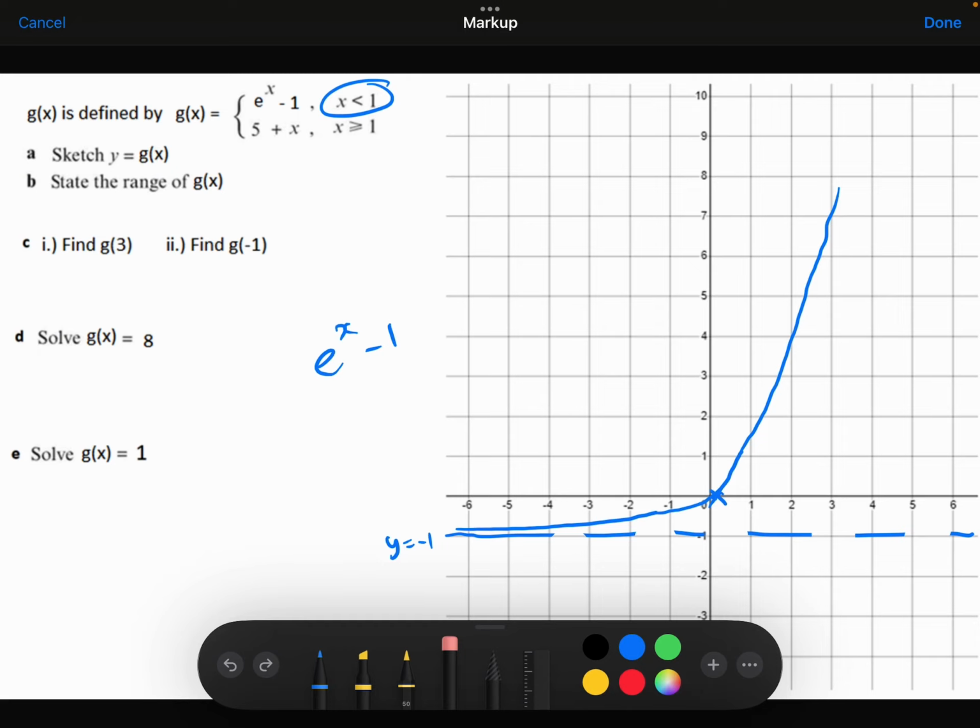So I'm going to rub this part of the graph out. And I'm also just going to use a hollow circle there where x is equal to 1, because I know the exponential function is not valid at that point.